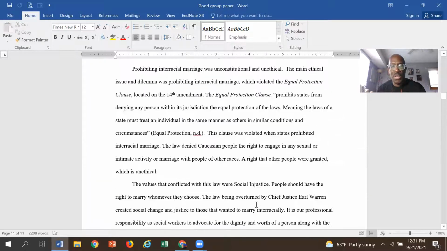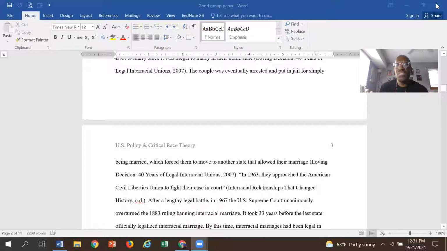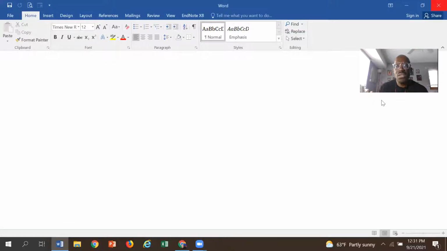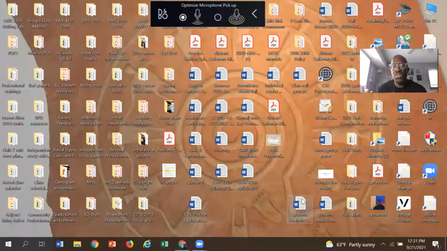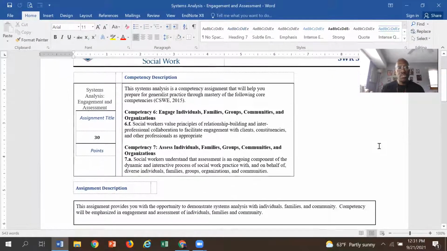Of course, your paper will be different because there will be questions to guide you through what you need to actually be looking at. All right, so let's go to the actual assignment now. I'm going to stop sharing this, and I'm going to go to the systems analysis assignment that's going to be due on October 6th. So here's what your assignment is.